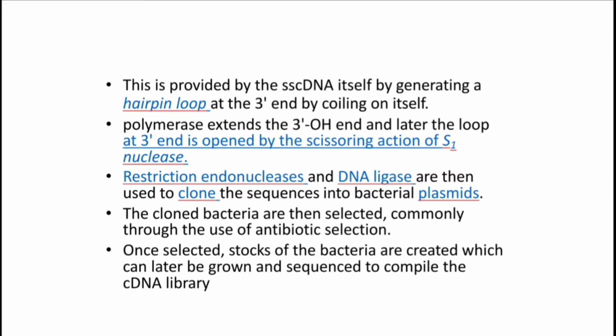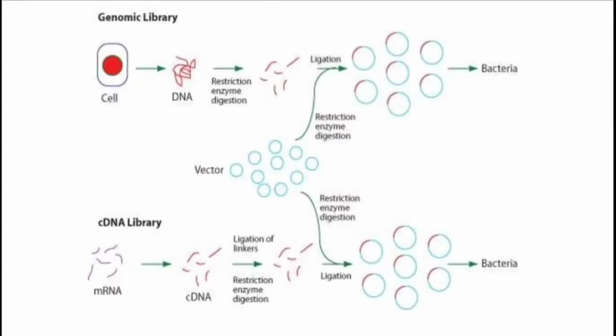Now the restriction endonucleases and the DNA ligase are used to clone the sequences into bacterial plasmids. The cloned bacteria are then selected, commonly through the use of antibiotic selection. Once selected, a stock of the bacteria is created, which can later be grown and sequenced to compile the cDNA library. This is the cDNA library which is being created.